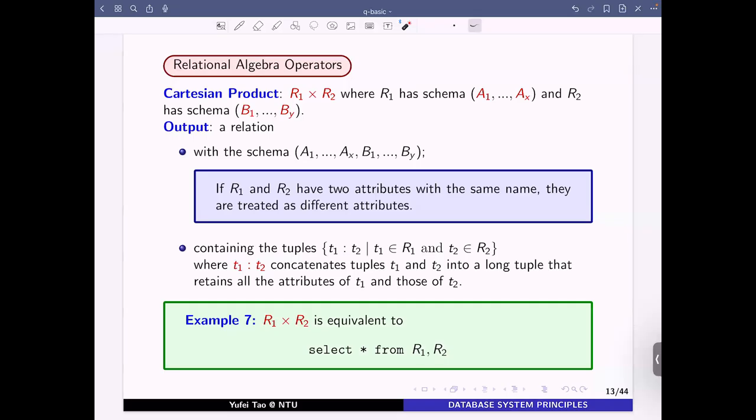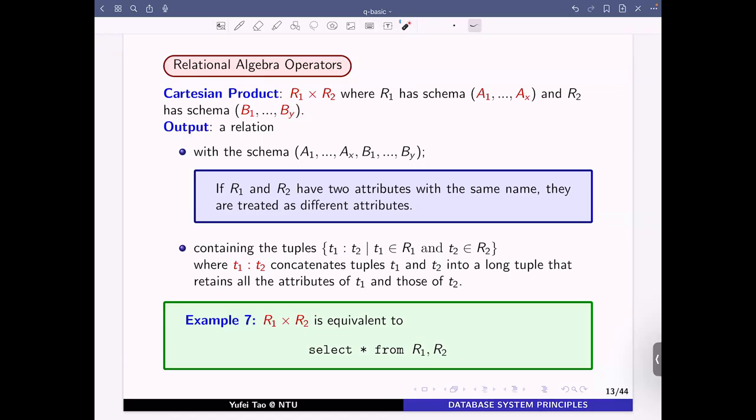Next we're going to look at something that is used to expand the schemas of individual relations. Now we have R1 times R2. This is called the Cartesian product. Here R1 can be a relation with any schema, let's say A1 to AX, where X is the number of attributes in R1, and R2 some other schema with Y attributes. So what would be the output?